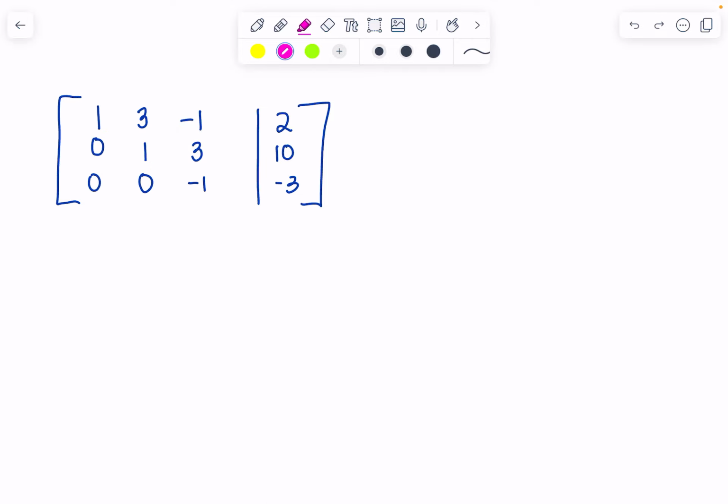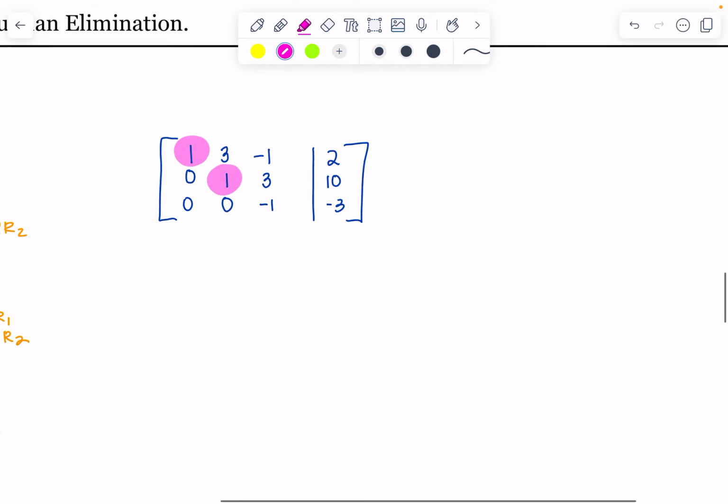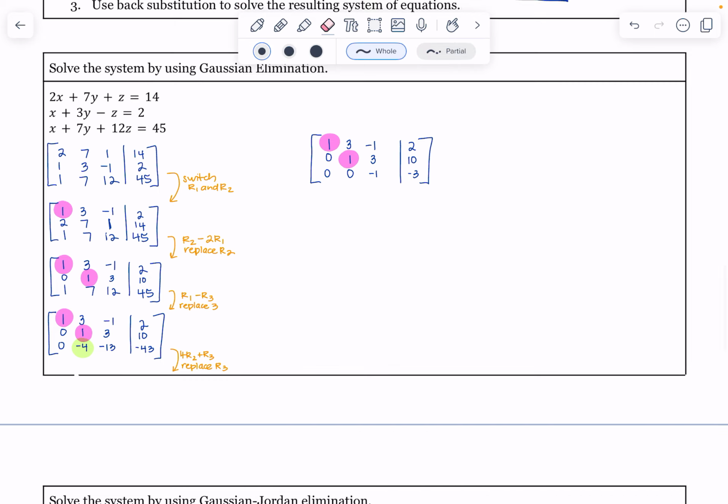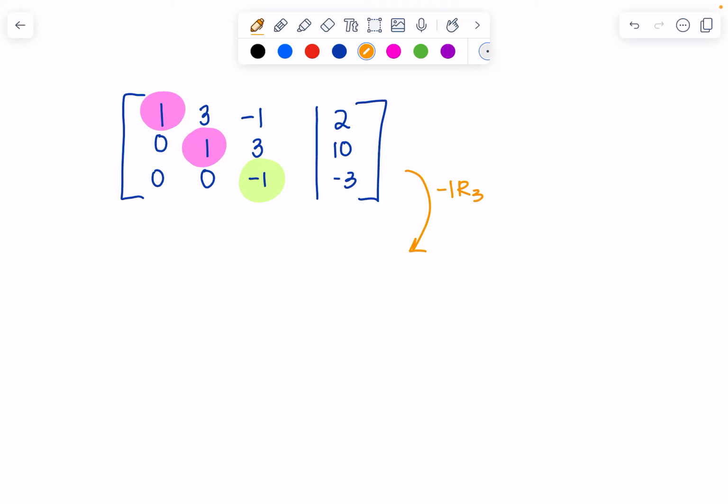All we need to do, I'm going to highlight these in pink because they're good. I don't think I did that over here. Oh, I did. Let me erase this green over here. Okay, all I need to do is make this negative 1 into a positive 1. So to my next matrix, which is going to be my last, I'm going to do negative 1 times row 3 and then replace row 3.